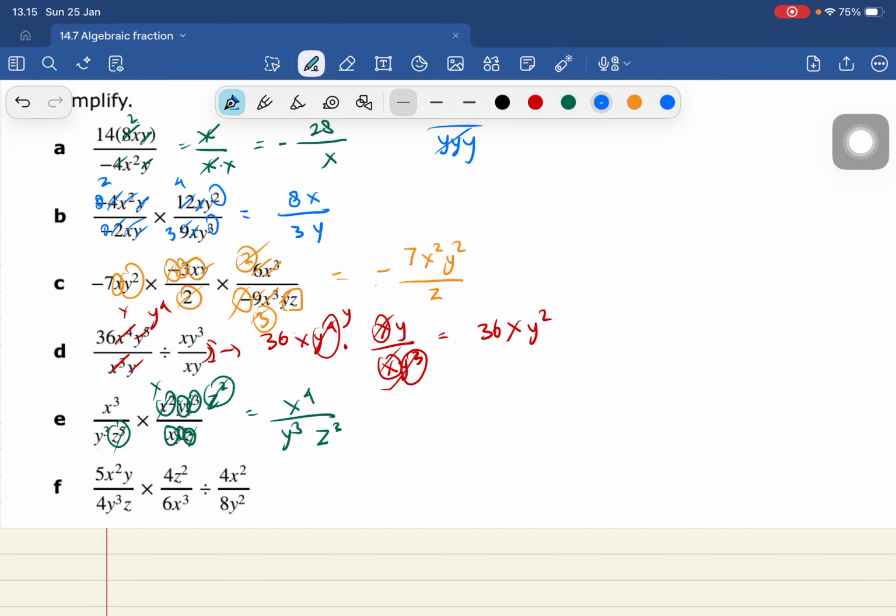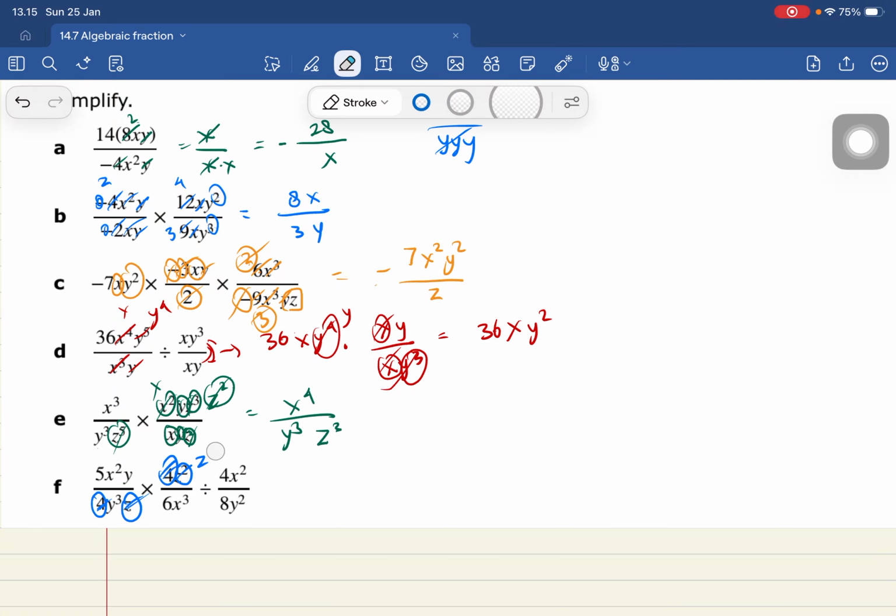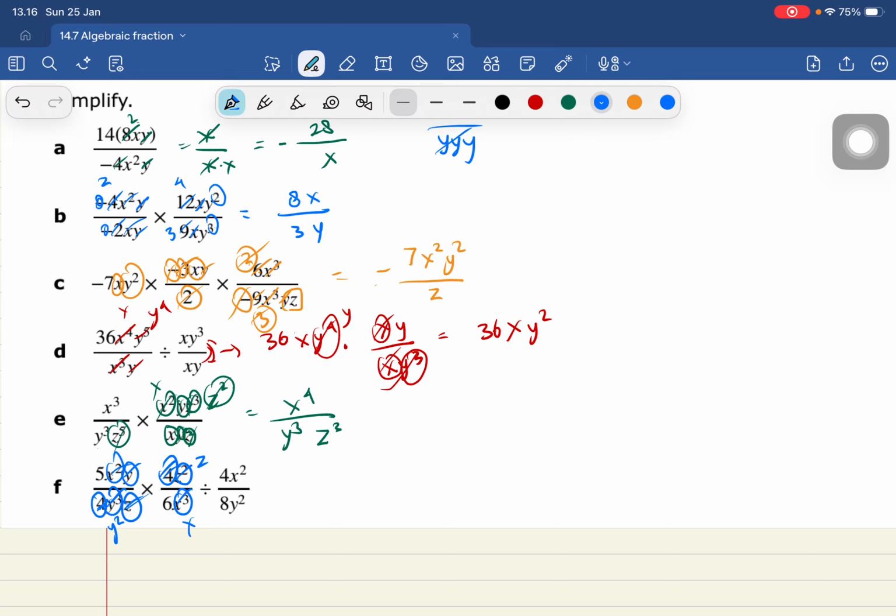Okay, 4 and 4, so they are equal to 1. Z and Z is equal to Z square here, Z only. Y and y to the power of 3, so it's going to be y square, x square, and x to the power of 3 is going to be x only. So it's going to be 5z divided by 6xy square.